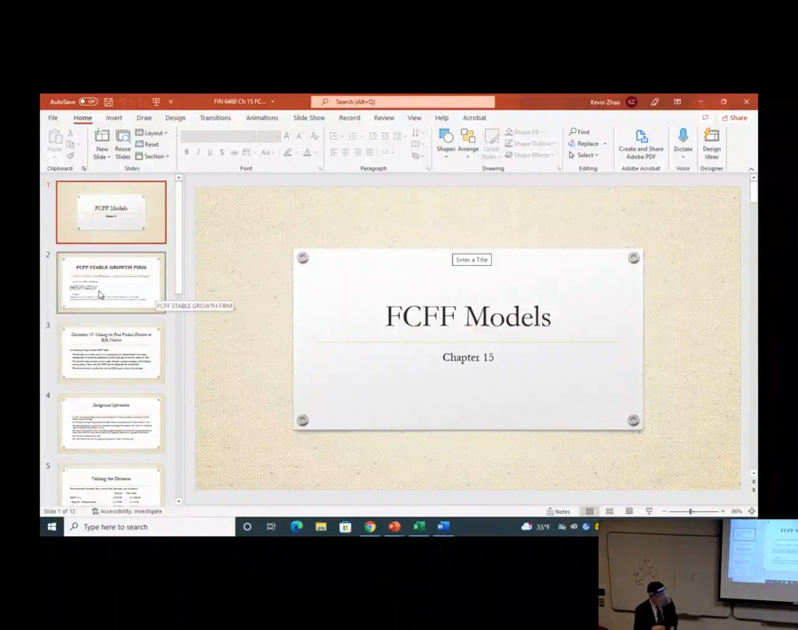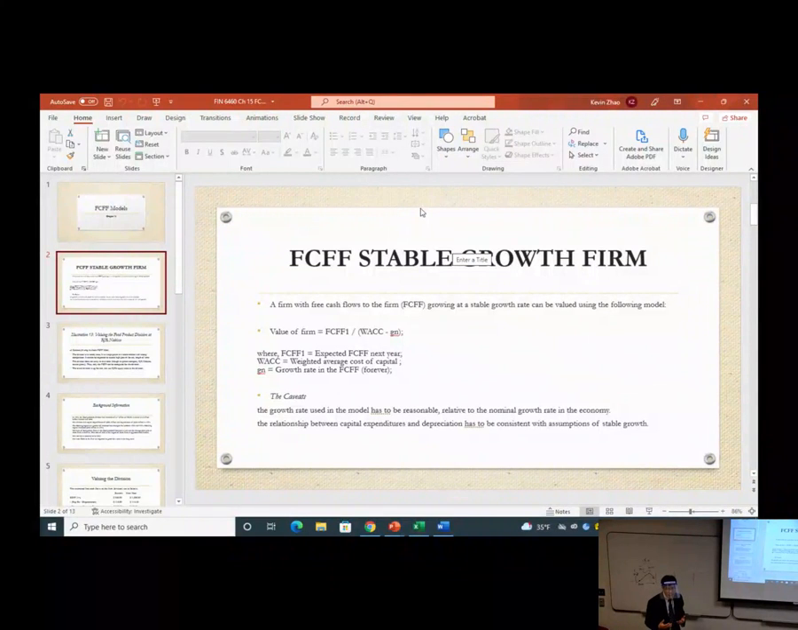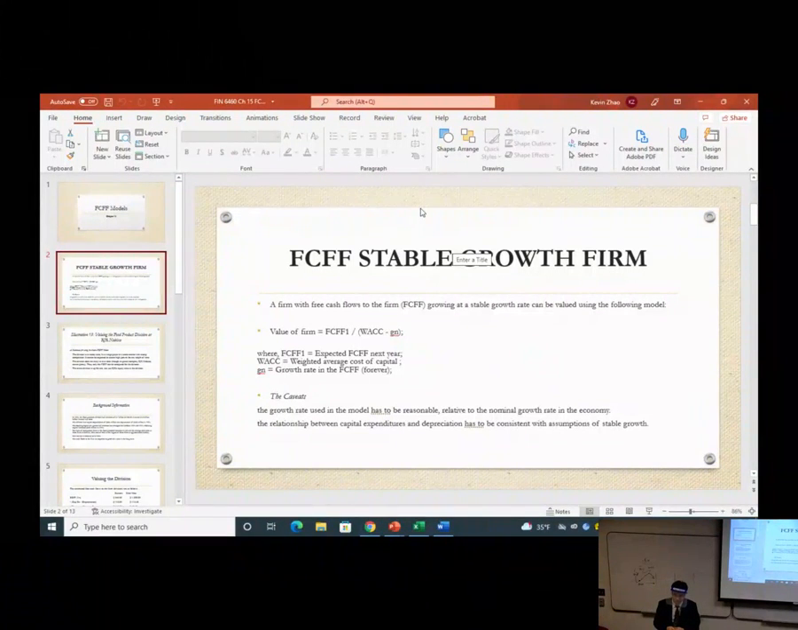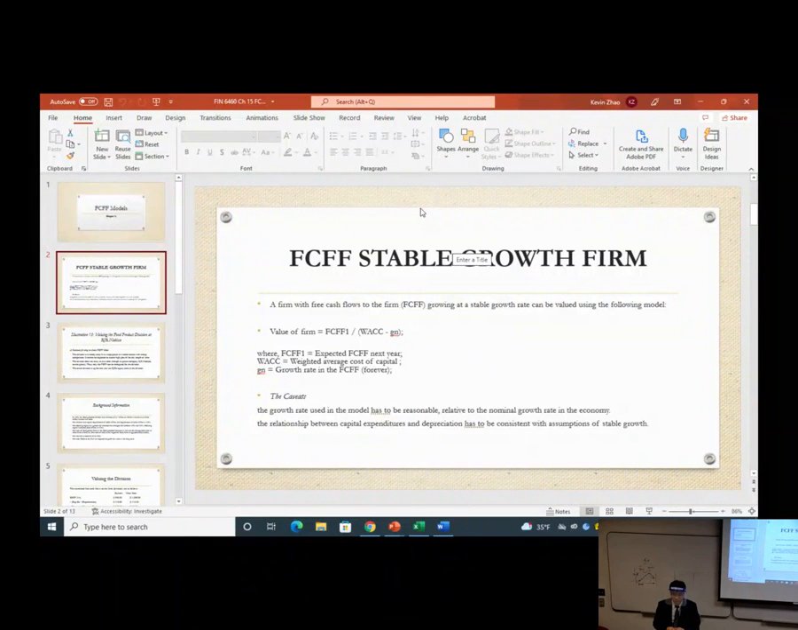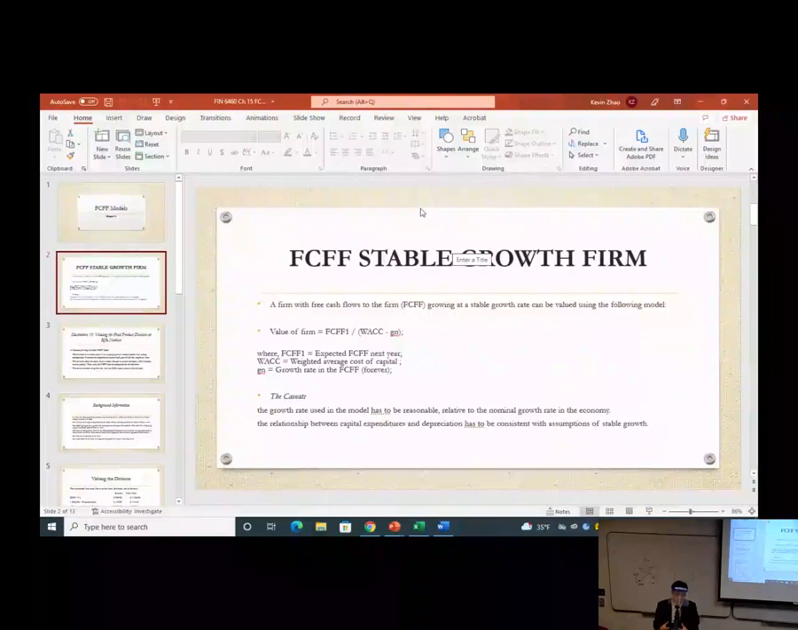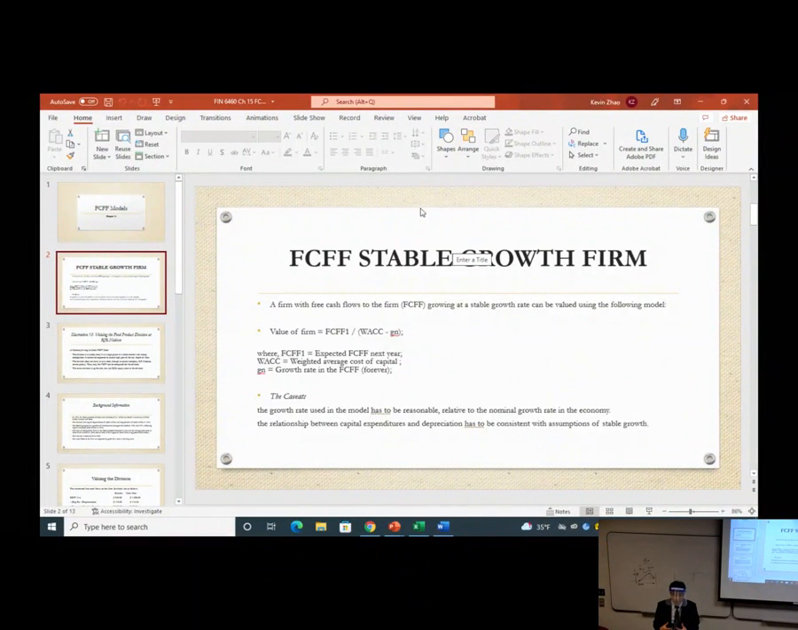Now let's take a look at the most popular model that financial analysts are using today for getting stock estimation. That is the free cash flow to the firm model. All right. And what is free cash flow to the firm? That is free cash flow belonging to shareholders and bondholders. So when we use free cash flow to the firm as the starting point for our valuation, what we are getting is the so-called firm value, or enterprise value, which is the combination of stock value plus bond value.